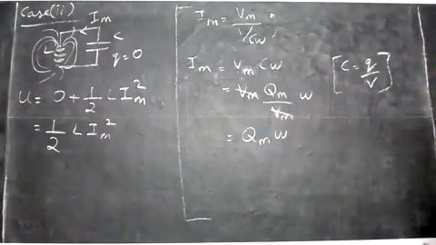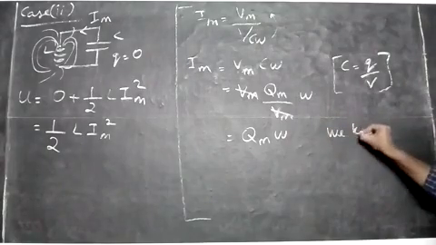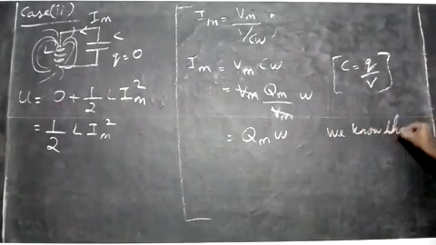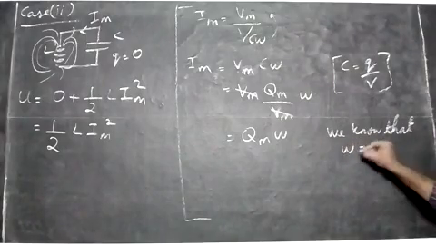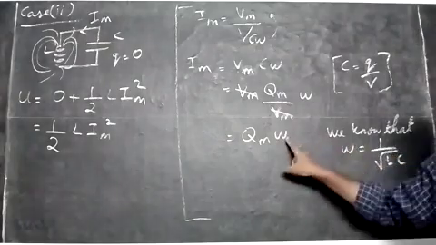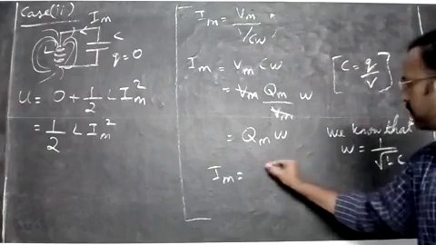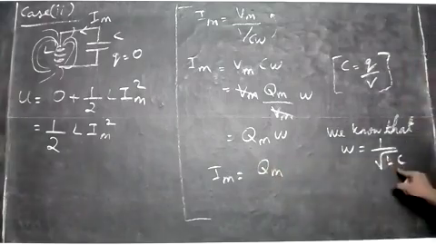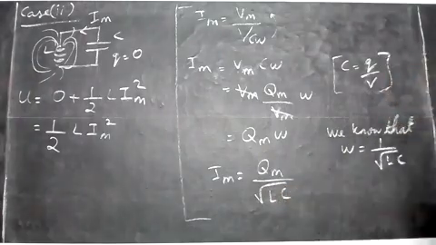Now let us see this thing. We know that in the resonance condition, omega is equal to 1 divided by root of LC. You substitute that here. So what happens is we get Im is equal to Qm, instead of omega, what you write? 1 divided by root LC. So divided by root of LC. This equation we get.